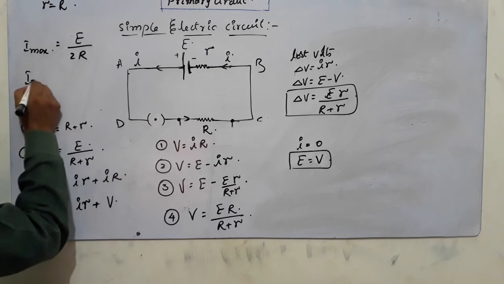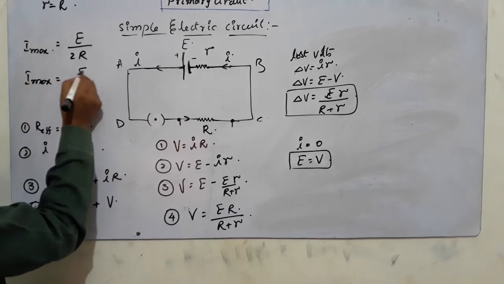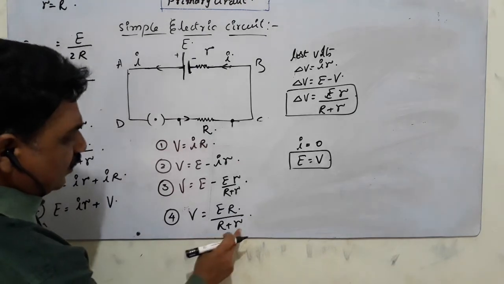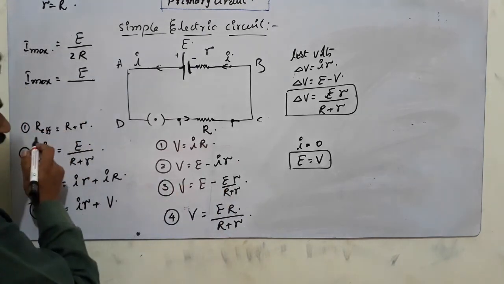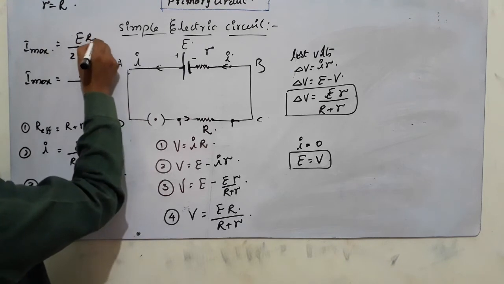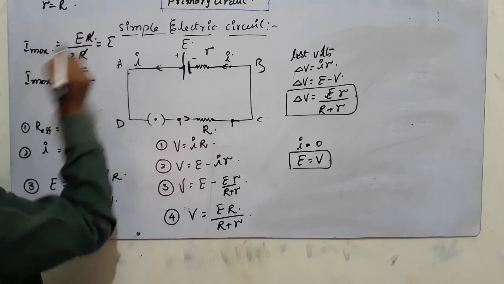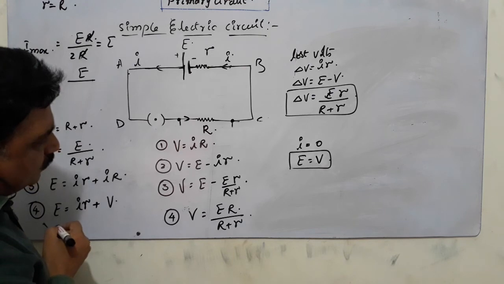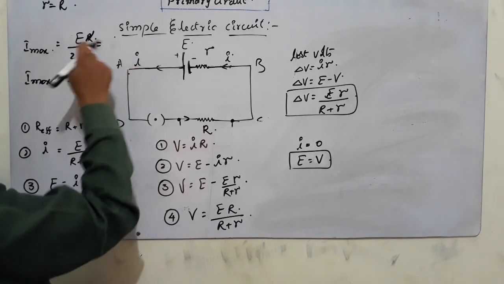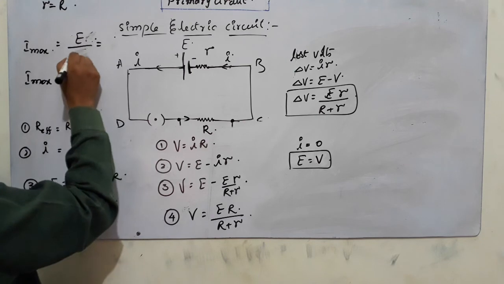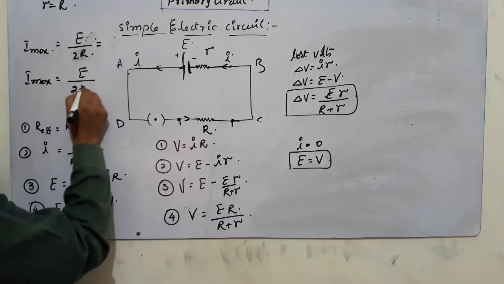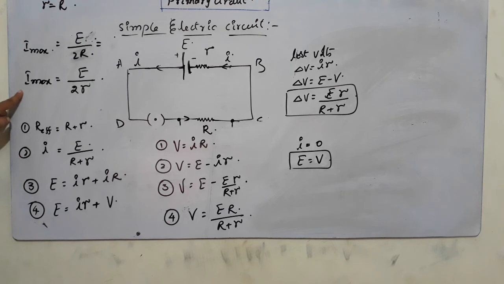Otherwise, this I maximum is also taken as E by, instead of capital R, you can take small r also. So that here R cancelled. E by 2R only, E by 2R. Here E by 2 small r. Both are the formula. If you know external resistance, E by 2R is maximum current. If you know internal resistance, E by 2 small r is maximum current.